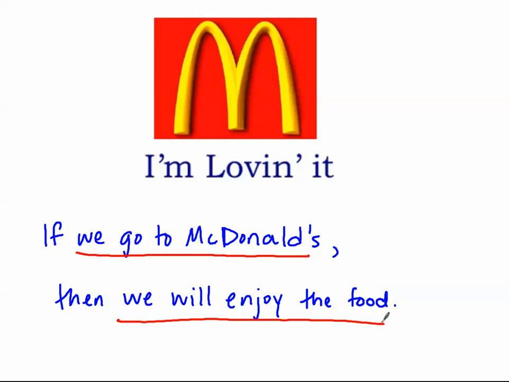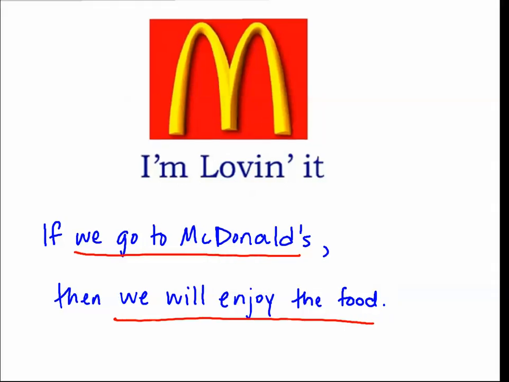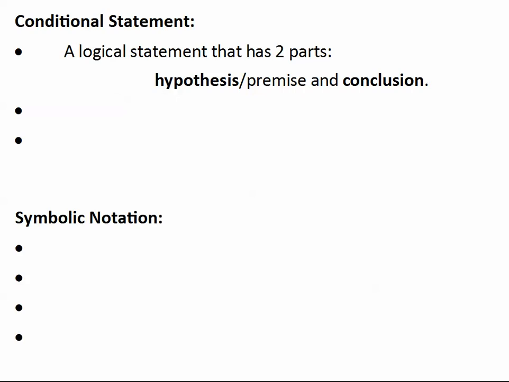A lot of statements, conditional statements, we see all around us, like this advertisement from McDonald's. A conditional statement is a logical statement that has two parts, a hypothesis or a premise, and a conclusion. The hypothesis or the premise comes at the beginning, the conclusion at the end. Now, sometimes it's not going to be in that order, but the hypothesis or premise is what the statement is based on. The conclusion depends on that hypothesis or premise perhaps being true.